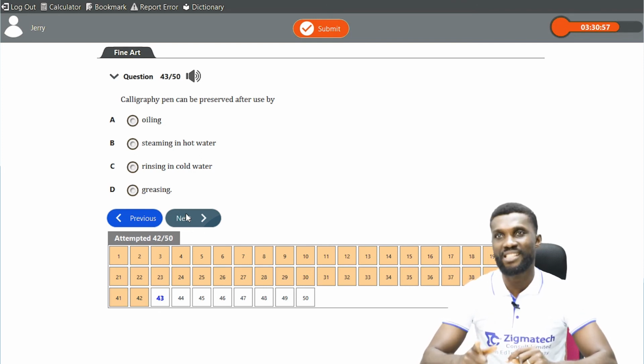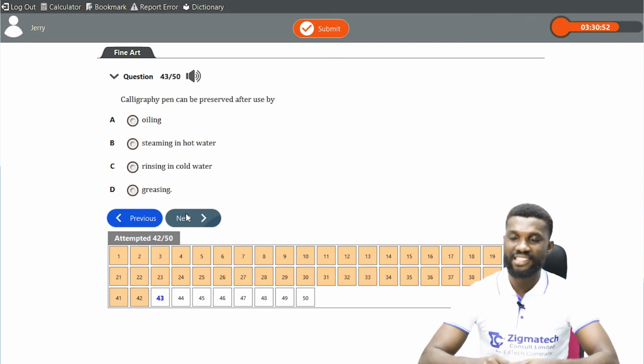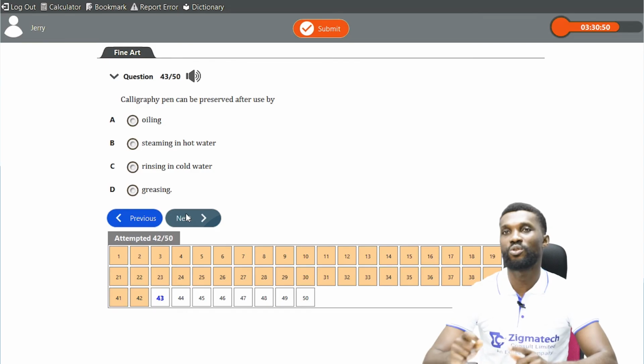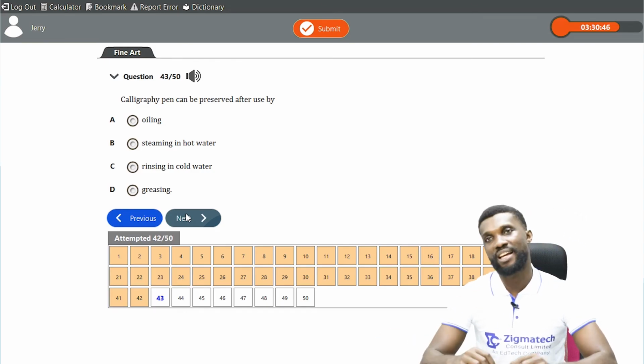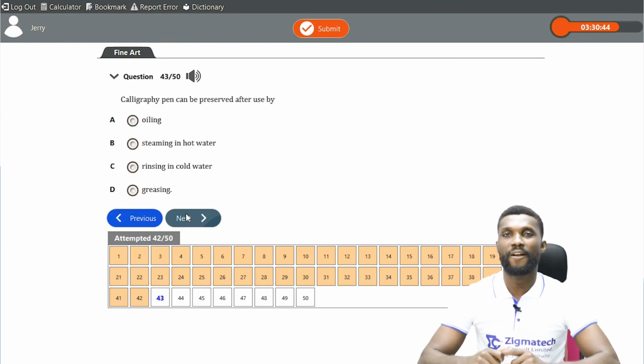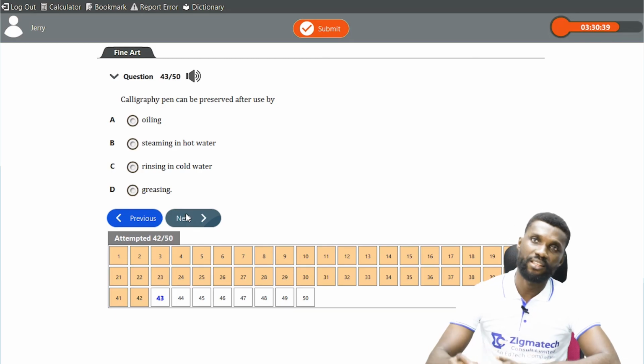So now how do you preserve the calligraphic pen? Is by what? Rinsing in cold water. As soon as you're done, you rinse the pen in cold water and then keep it to dry, and then you put it back in the pack. So that is how we use, or you can preserve, the calligraphic pen.